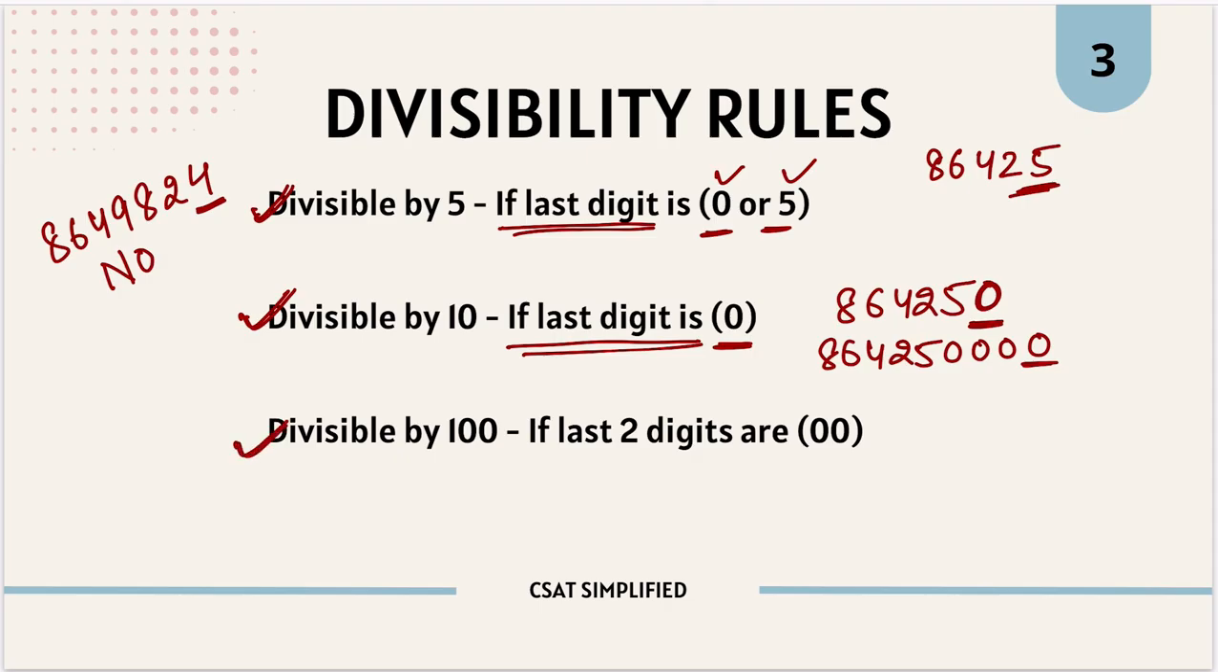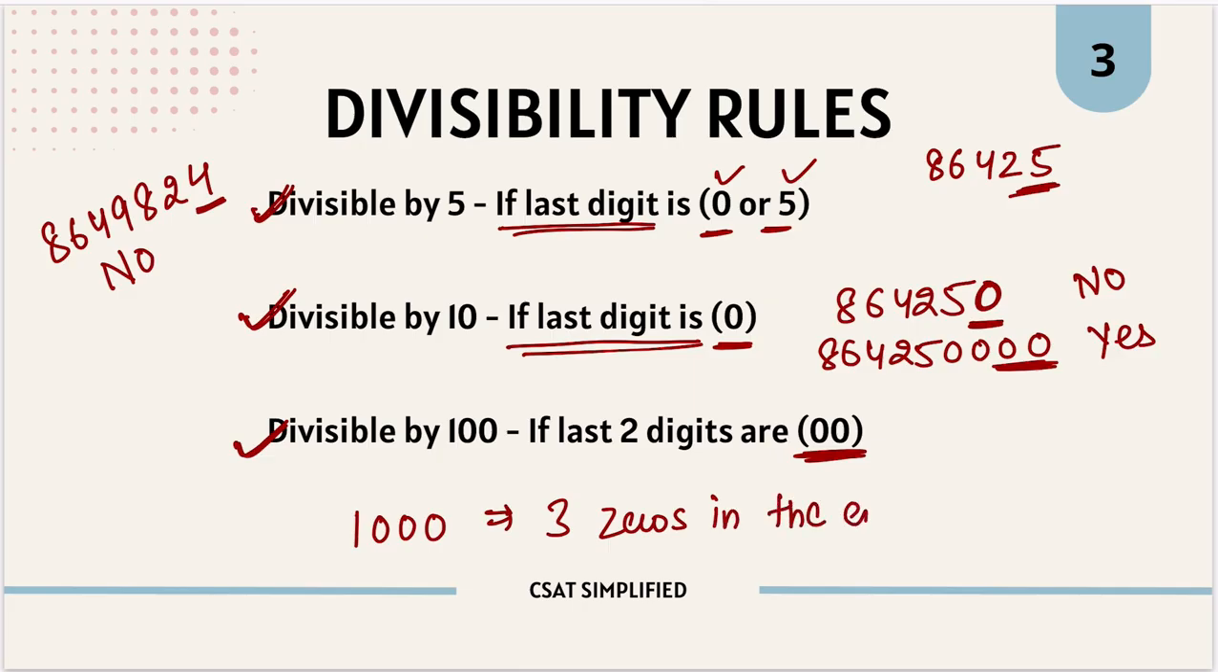Now divisibility by 100, same. Instead of the last one digit, the last two digits have to be 0, 0. So is the first number divisible by 100? No. But the second number is divisible by 100. Why? Because the last two digits are 0, 0. Same goes for 1000. So how many digits do you need? You need 3 zeros in the end. Right? And this is the way you can do the divisibility of 10, 100, 1000, 10,000 and so on.